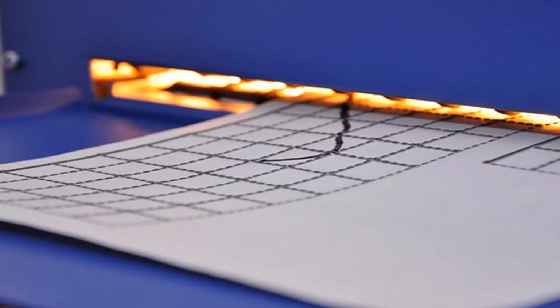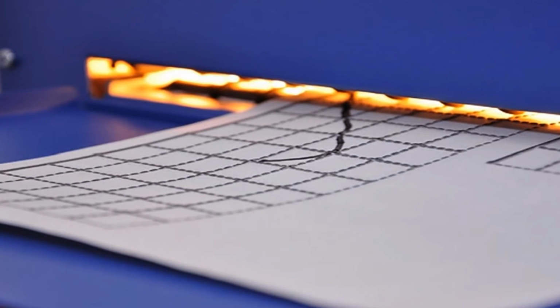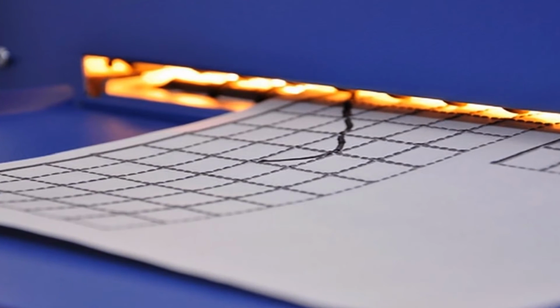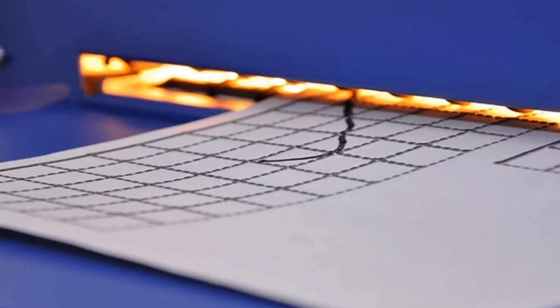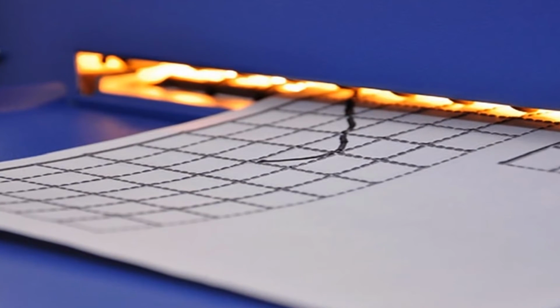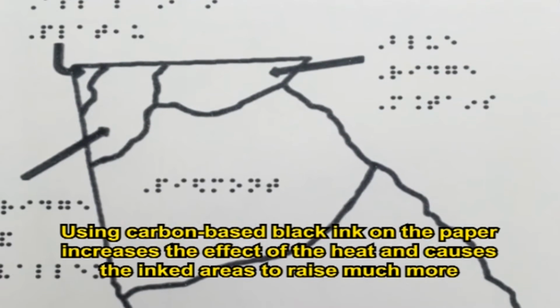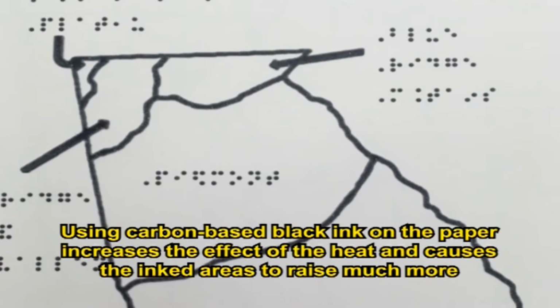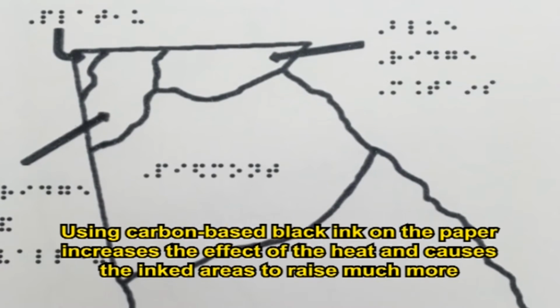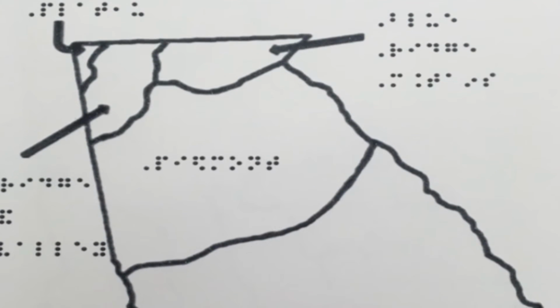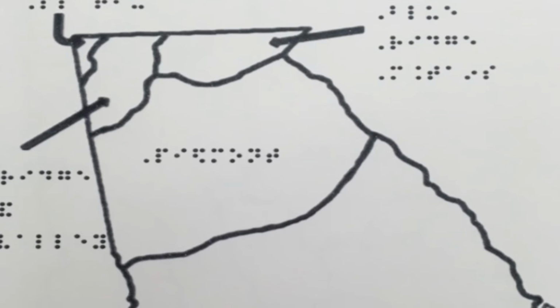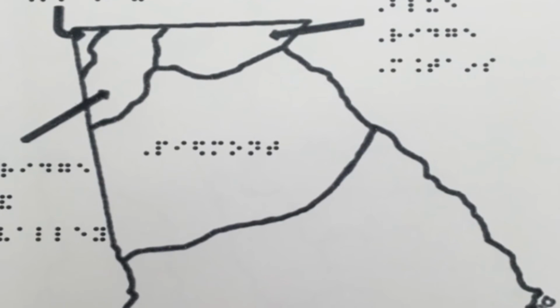Swell paper, or capsule paper, has microcapsules of alcohol embedded in its surface that burst and make the surface of the paper swell up when exposed to heat from a fusor. Using carbon based black ink on the paper increases the effect of the heat and causes the inked areas to raise much more. This process is very popular in developed countries since it provides a good image resolution and is easy to produce. The images can be drawn on the swell paper by using any of three approaches.